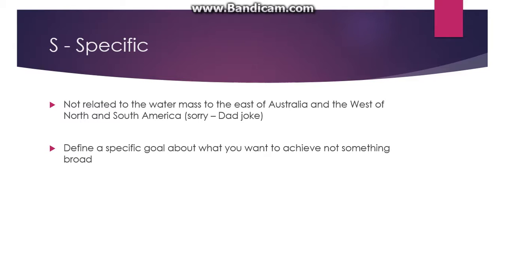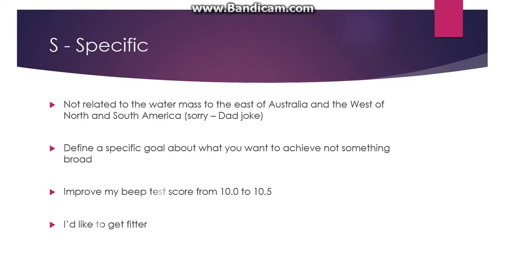What we need to do is define a specific goal about what you want to achieve, but make it something broad. So when we look at our examples down here at the bottom, I'd like to improve my beep test score from 10.0 to 10.5, or the other example, I'd like to get fitter. Now, obviously, the top example there is what we like. It's got a specific unit that we're measuring, that we're trying to attain. I'd like to get fitter is a terrific goal, but how are you going to know when you've done that? So we need to make our goals specific.